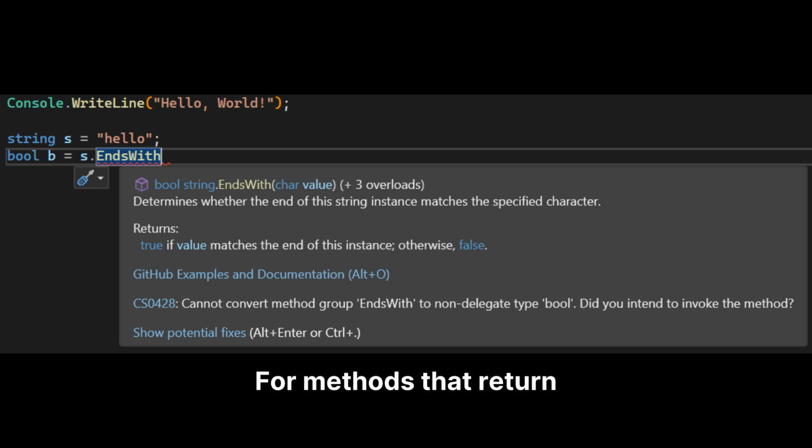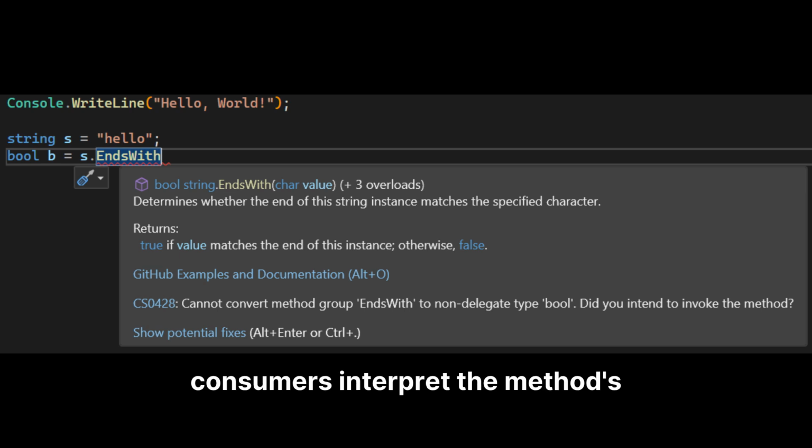For methods that return a value, the returns tag is essential for documenting the output. This tag describes the method's return value, explaining the data type, its meaning, and any specific conditions or states it might represent. For instance, if a method returns an integer, the returns tag might specify if it's a count, an ID, or a status code. A clear description helps consumers interpret the method's result effectively.